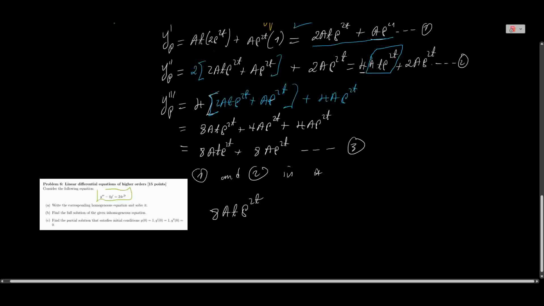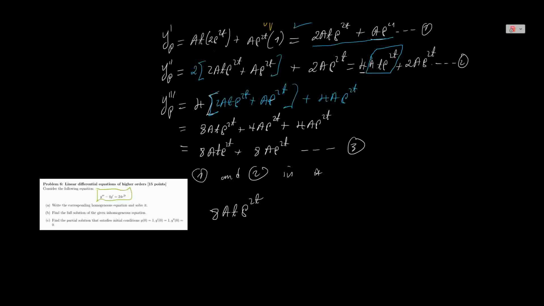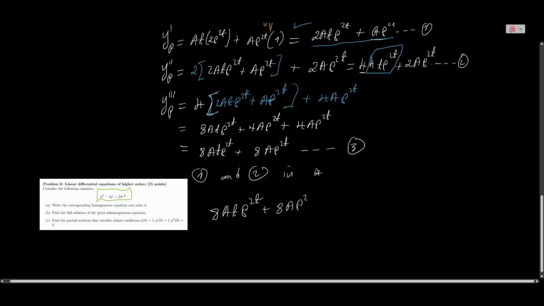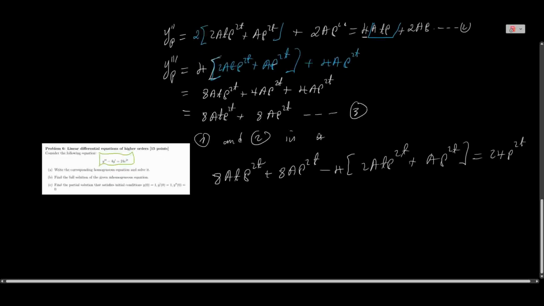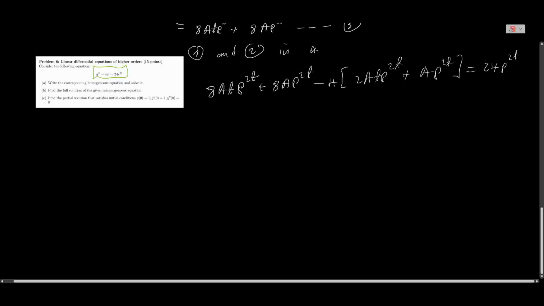I'm substituting that equation, 3 plus 8a e raised to the power 2t minus 4, into our first derivative from equation 1 here. We're going to have 2a t e raised to the power 2t plus a e raised to the power 2t. Now this will be equal to 24 e raised to the power 2t. So that's what we need to compute, and from here we can get the value of a.